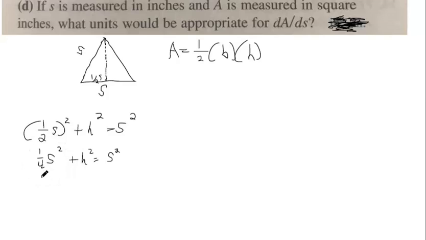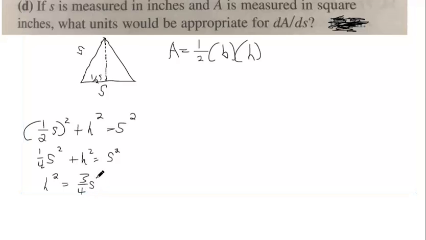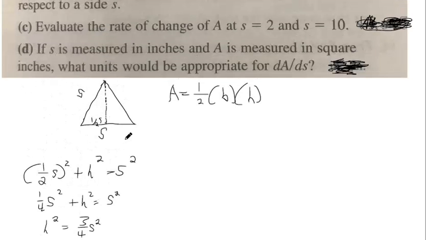Subtract 1/4 s squared from both sides. So you get h squared equals 3/4 s squared. Because 1 whole s squared subtracted by a 1/4 s squared makes 3/4 s squared. And then we got to take a square root, and we'll ignore the negative answer. Because remember, when we take a square root, you got to think of the positive and negative. And the square root of a square just makes s. So this is our formula for h, for the height.